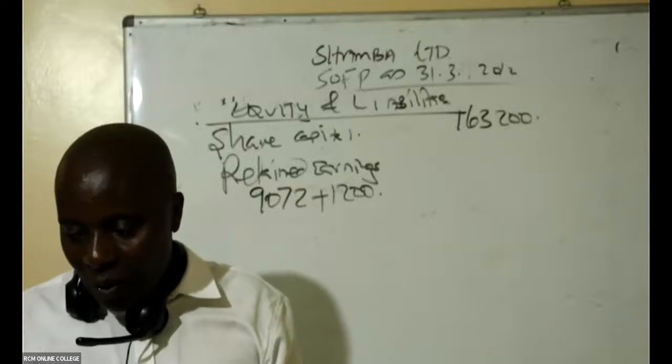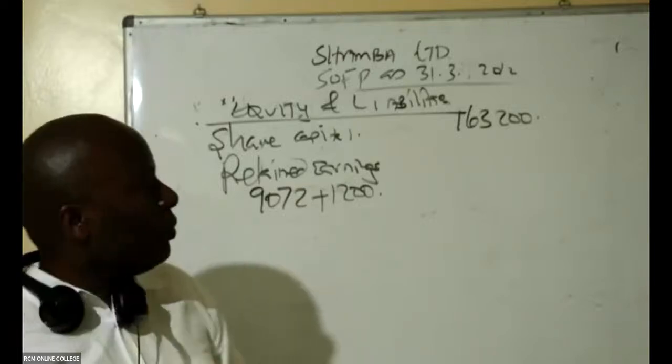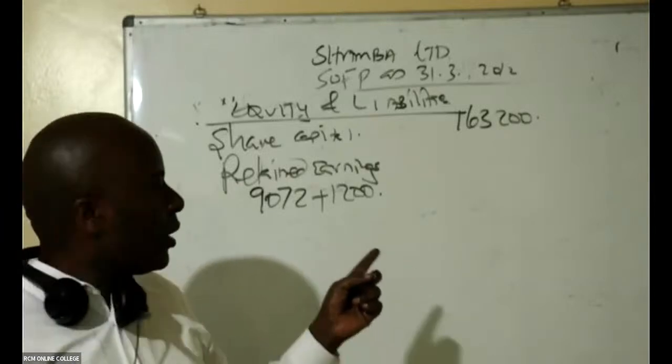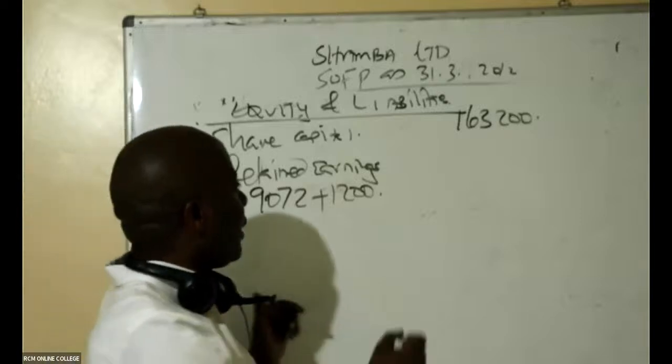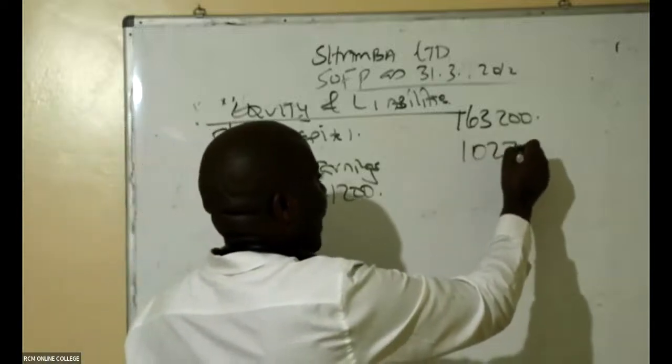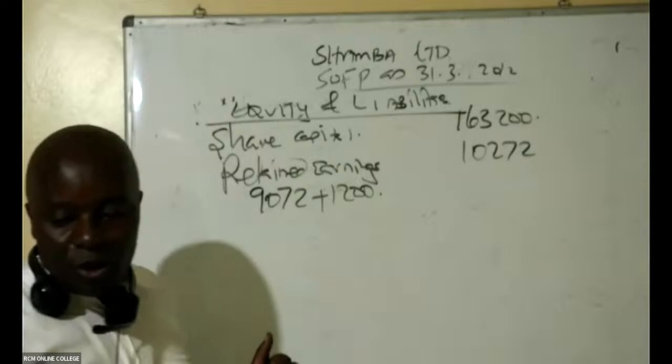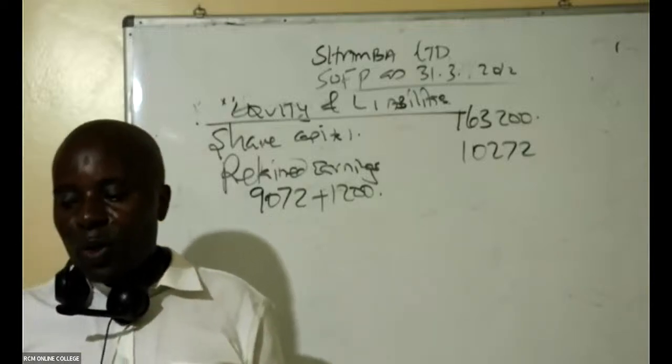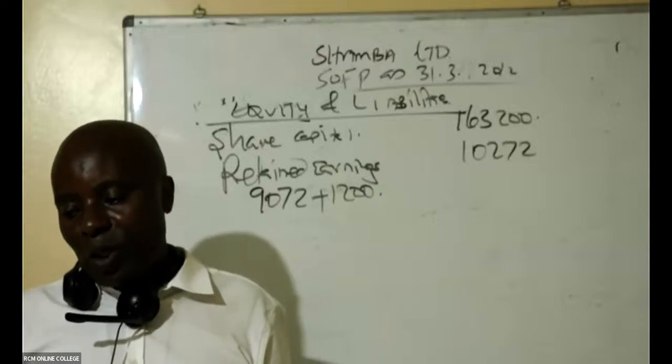I'm waiting for another person to confirm this. I don't think it's very hard. 10,272. I don't know why students are really hesitating, but I think 10,272 is correct. Ibisu has confirmed. Margaret as well. So I don't think we have any other equity component.